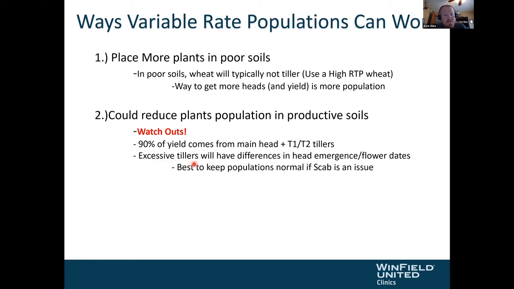And so if we have excessive tillers, that usually sinks, or I should say we're out of sync from when that main head and the T1, T2 tillers will flower versus, say, T3, T4 tillers. And if we have that, we can really be in some issues with fusarium head blight. I know that's probably something you guys don't deal with, but that's why I have this here as a watch out. So anyways, think about it like, you could take a high stress tolerant variety and put more population in poor areas to get more yield.